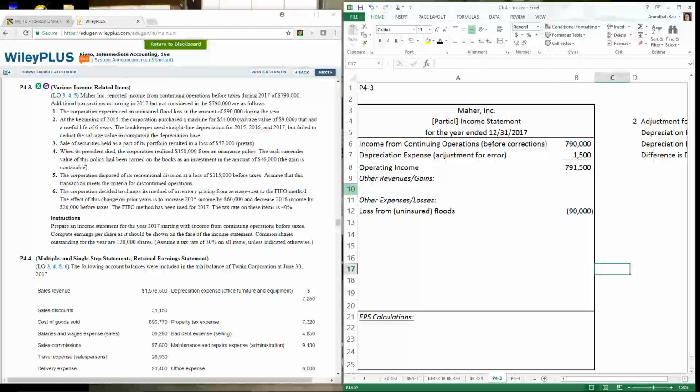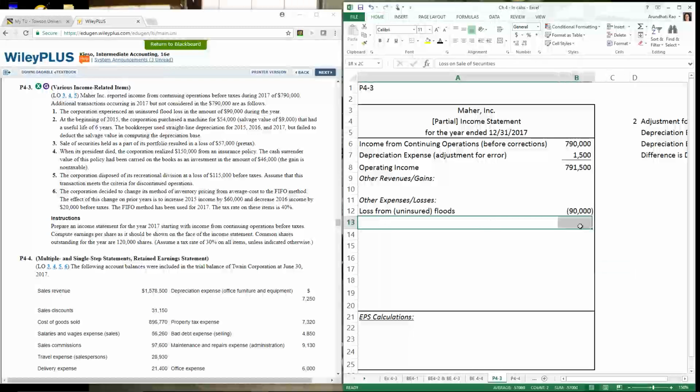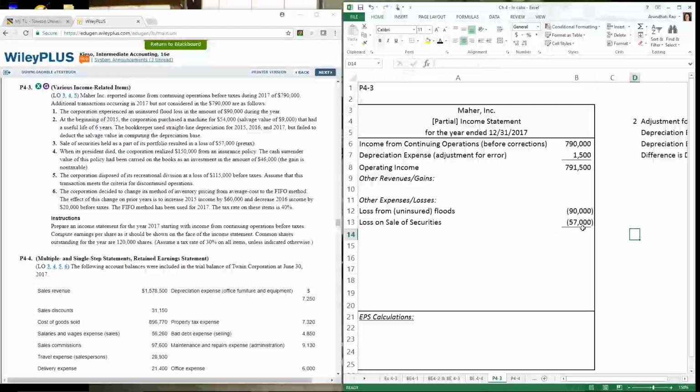Then they tell us in number 3, the sale of securities held as a part of its portfolio resulted in a loss of $57,000 pre-tax. It's just a regular loss. It's a part of doing business. You held securities, you lost money on the sale. So that will be listed over here, and it's the full $57,000. Again, it should not be net of taxes. It should be the pre-tax number.